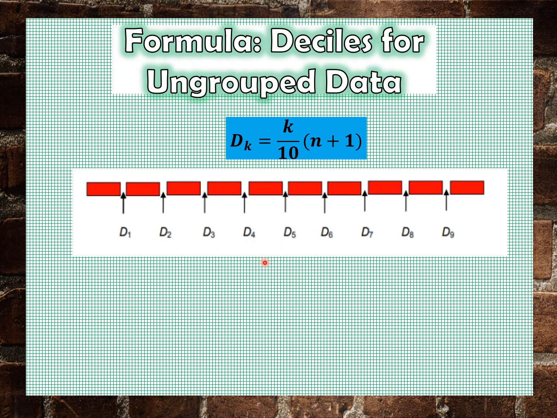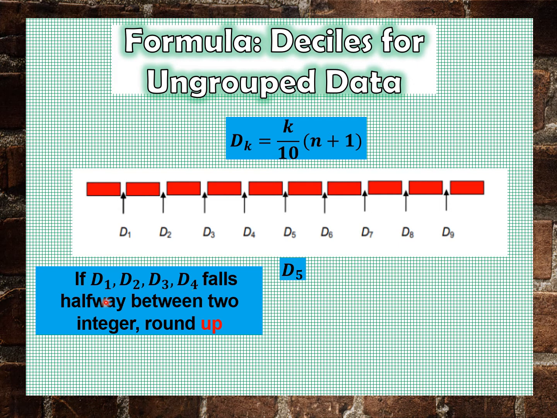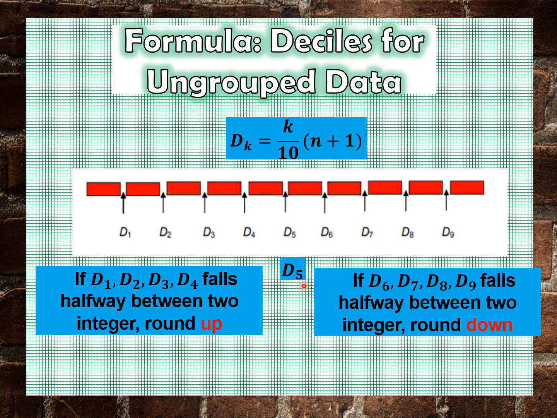We need also to follow some rules in solving our decile. So, this time, ang ating basis is yung D5 o yung ating median. Kapag ang sinusolve natin is nasa left side ng ating median or D sub 5, which are D sub 1 hanggang D sub 4 o yung decile 1 to decile 4, tapos nag-falls between two integer, it means ang nasolve nating position is decimal. Kahit na ano pang decimal point yon, kailangan nating mag-round up. And kapag sa right side naman ng decile 5, which are decile 6 hanggang decile 9, at nag-falls halfway between two integer, it means nag-decimal ang iyong nasolve, kailangan mong mag-round down. So, whatever the decimal point is, kailangan round down siya pag nasa right side ng ating decile 5 at round up naman kapag nasa left side ng ating decile 5.